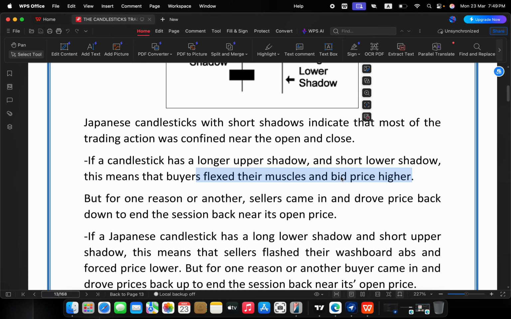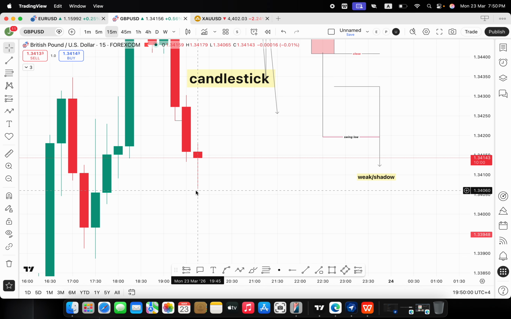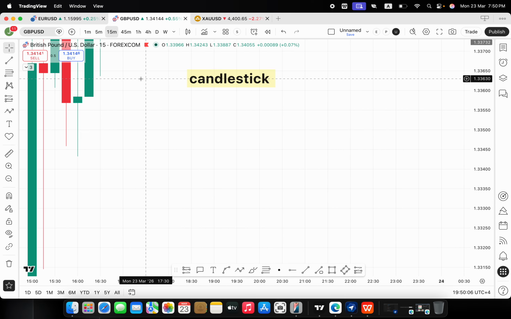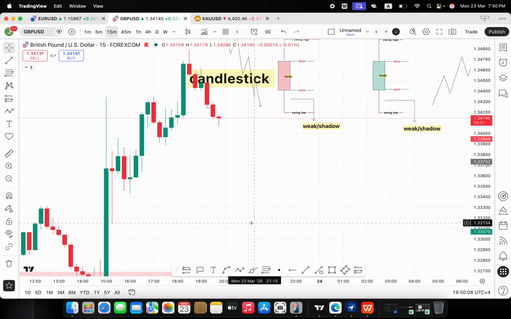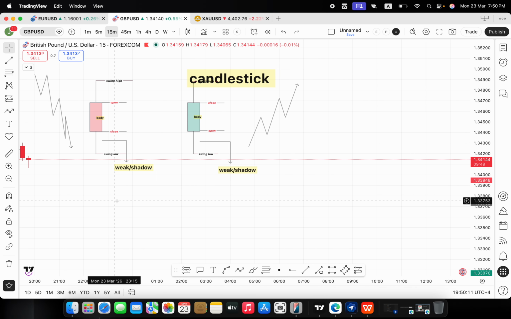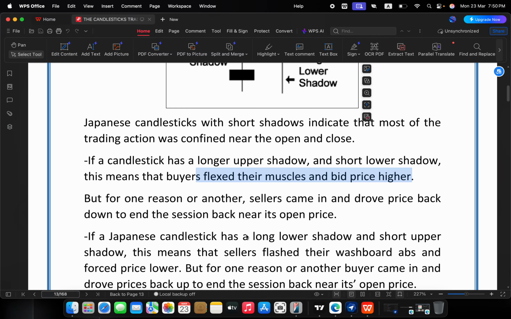When you hear bid, it means buy. We have the bid and ask price. Bidding the price high is buying, asking is selling. These are terminologies you'll be getting familiar with. But for one reason or the other, sellers came in and drove price back down. Maybe we might also drive this price back down, up until here, and we make very good money. So this is it. Let's continue.